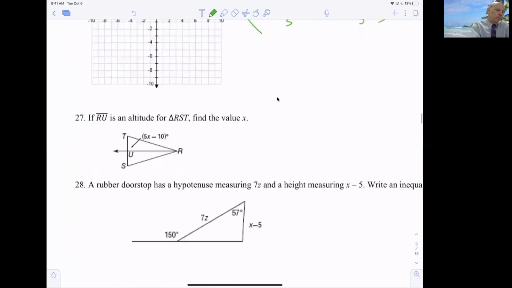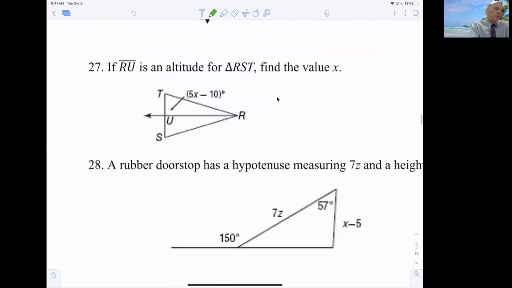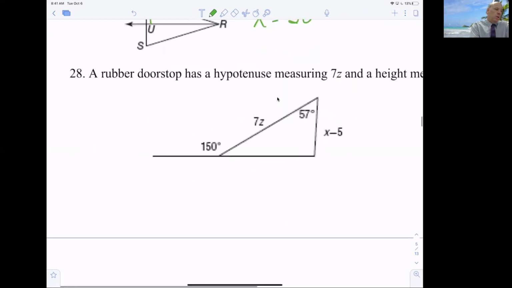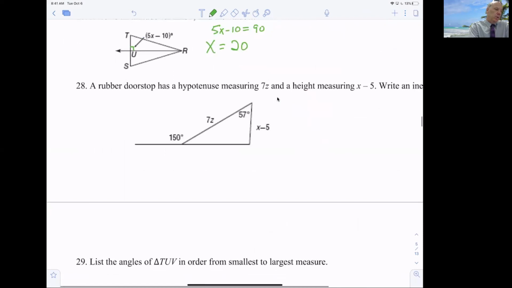Okay, so if RU is an altitude, then what does x equal here? 20, right? Now remember, altitude just means it's a right angle, right? That's all the altitude means. So it's just 5x minus 10 equals 90. Agreed?